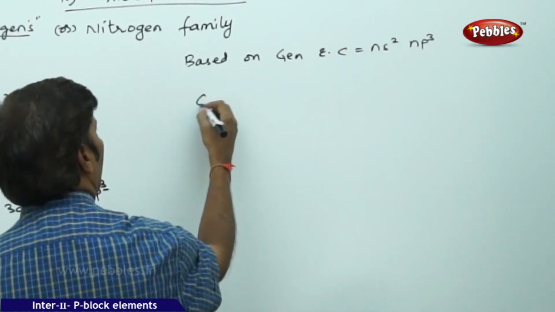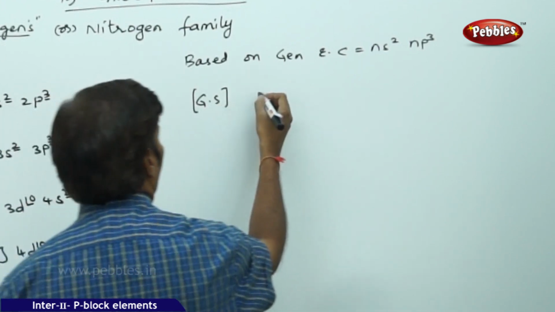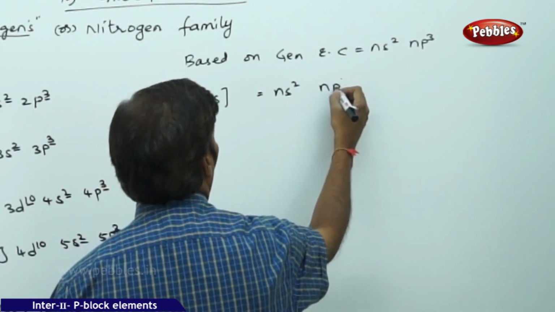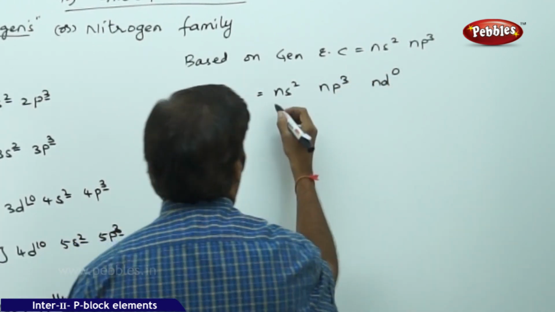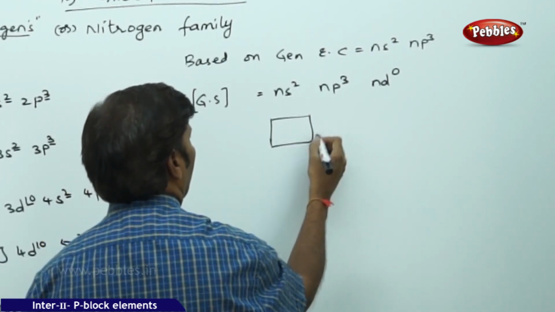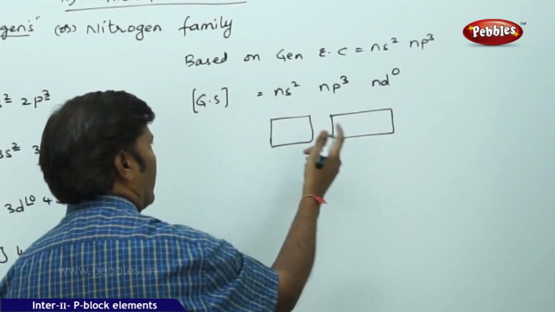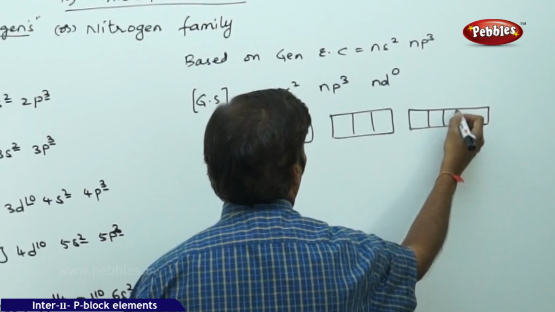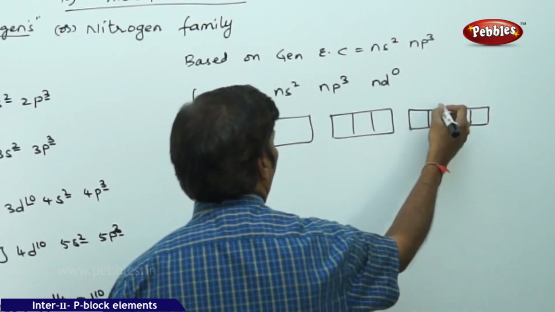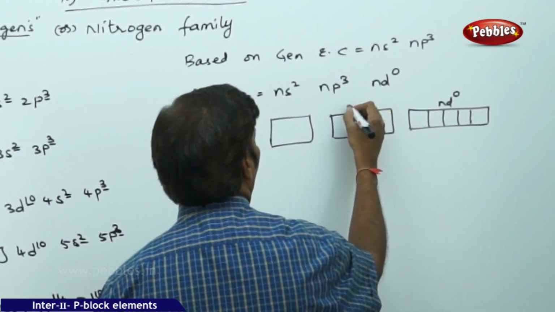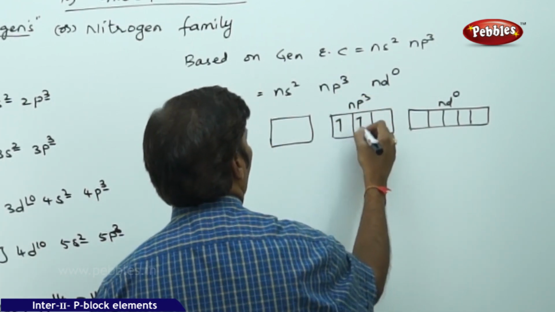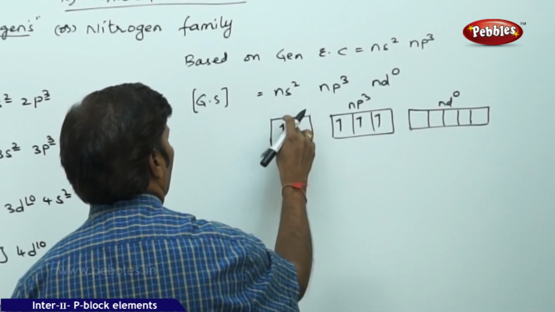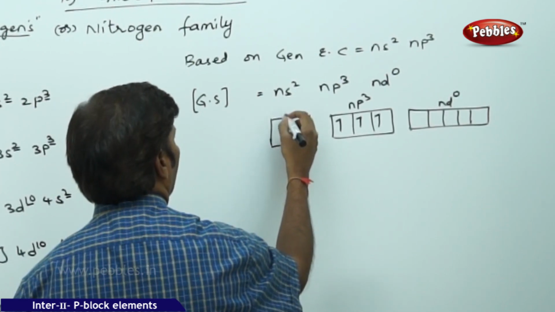Suppose I am taking the ground state: it has ns2 np3 and nd0. The ns orbital has one sublevel and one orbital, the np sublevel has 3 orbitals, and nd has 5 orbitals. So this is nd0, this is np3. np3 means it has 3 electrons, and ns2 means it has 2 electrons, one clockwise and the other anti-clockwise.